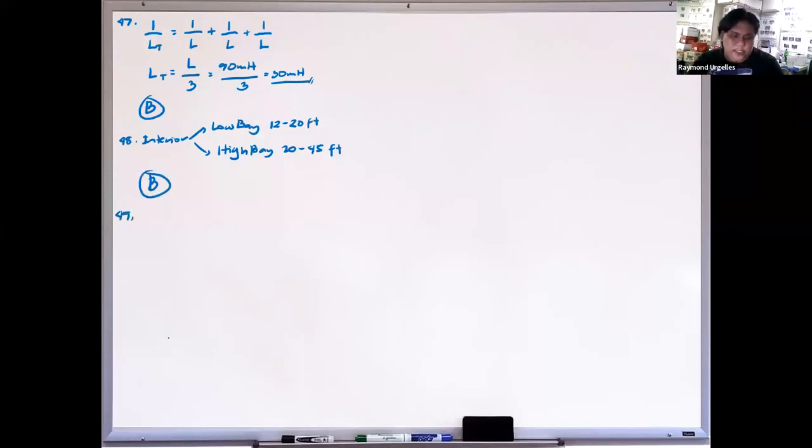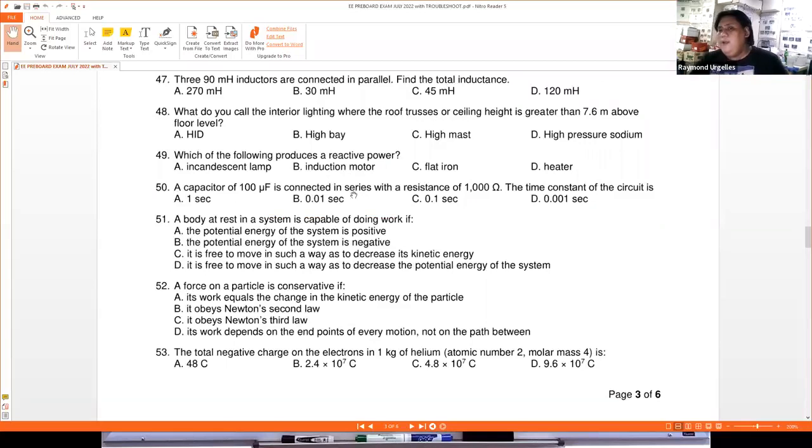Next, 49. So we have, which of the following produces a reactive power? Diba? So alin daw dito yung nagpo-produce ng reactive power? So ang magpo-produce lang ng reactive power is pag meron kang inductive element or capacitive element. Again, we know incandescent lamp is purely resistive. Flat iron is purely resistive. Heater, purely resistive.